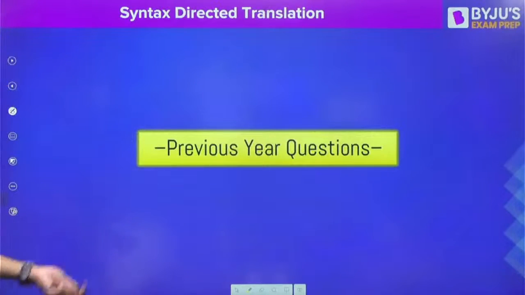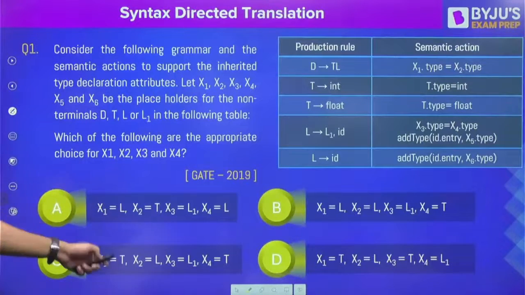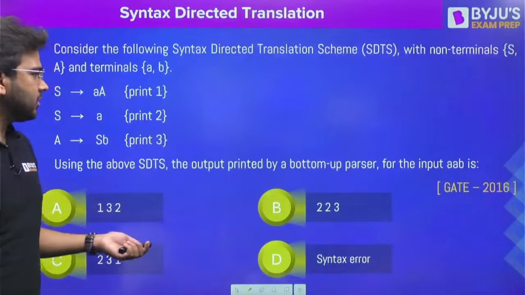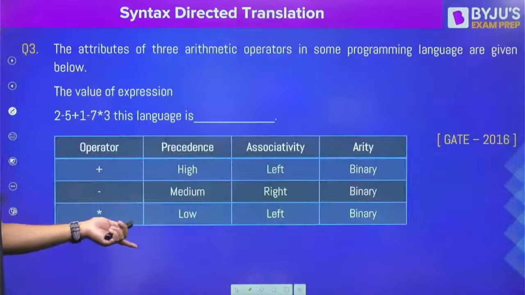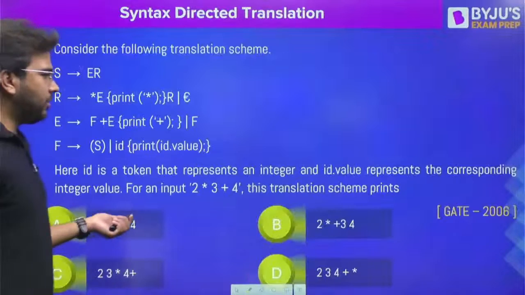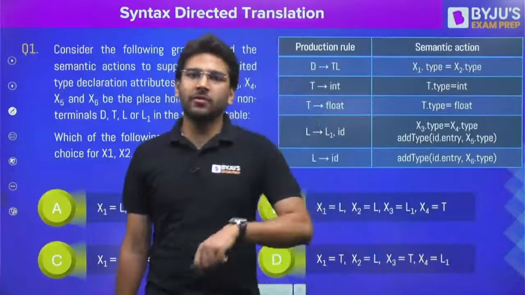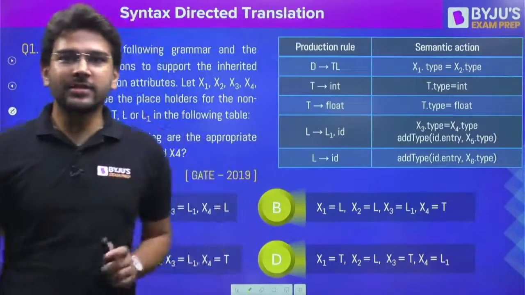So now I am giving you these previous year questions as homework. So we have this question from GATE 2019 first. Then we have this second question. This is the third one. This is the fourth one. So I hope you will be able to solve all these questions easily based on the concepts that we have learned in this class. Is it clear, everyone?